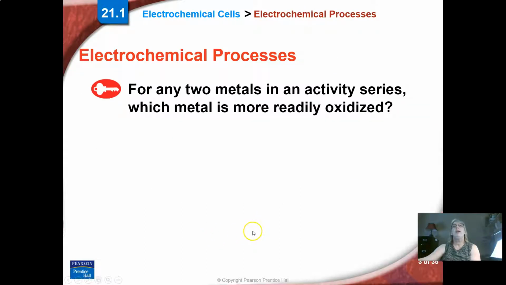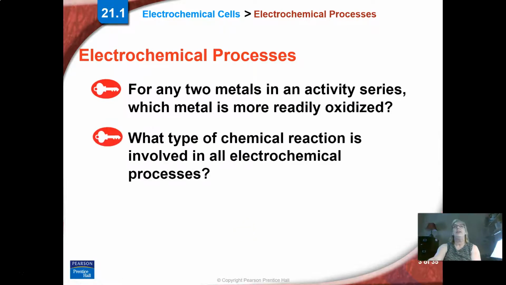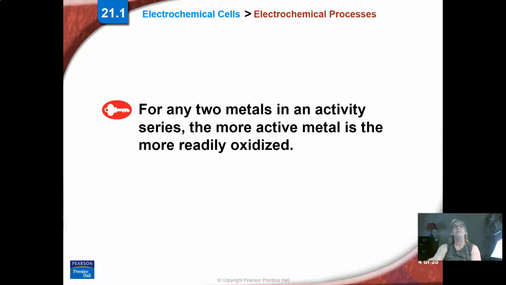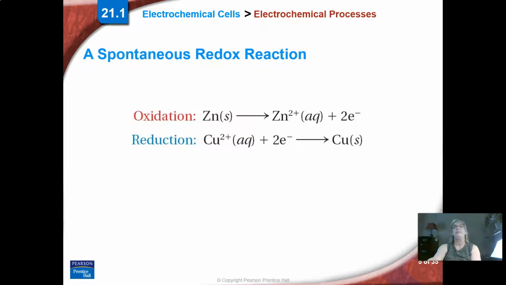So in an electrochemical process, we're going to have two metals. One likes to be oxidized and one wants to be reduced. And we're going to have a chemical reaction called a redox reaction in electrochemical processes. So for every two metals that you're going to use in this process, you're going to have one that's more active and is more easily oxidized. So in this situation, zinc wants to be oxidized and copper wants to be reduced.